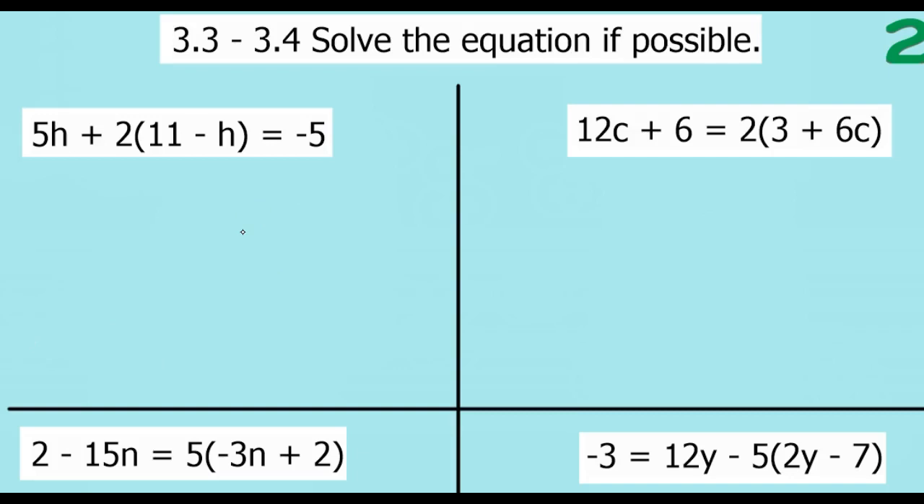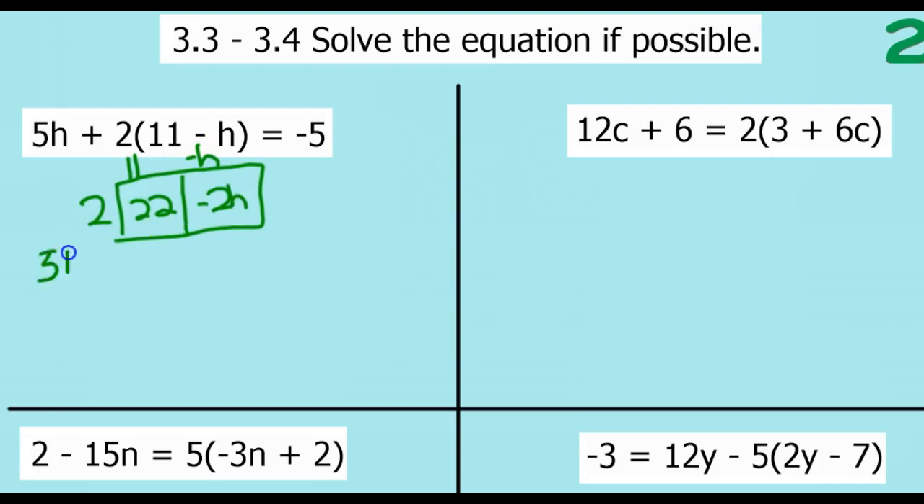Next page, we're still solving the equation. We're going to see if it's possible to solve these. What I see first are parentheses and a number outside, so I'm going to distribute. I can draw my box if you need to. So 2 times 11 minus h. 2 times 11 is 22. 2 times negative h is negative 2h.